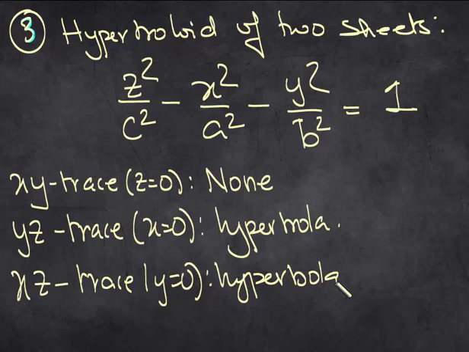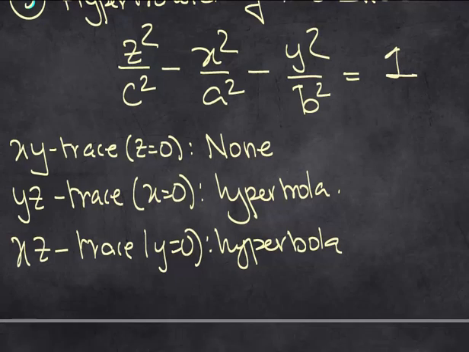Are we good? But you have to look at this a little bit carefully. Yes, I don't have anything in the xy plane, in the xy trace. Okay, in the xy plane, I don't have a graph, but I do have a graph if certain conditions are satisfied.